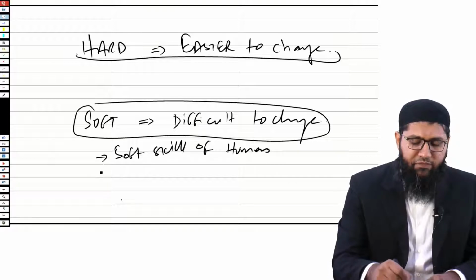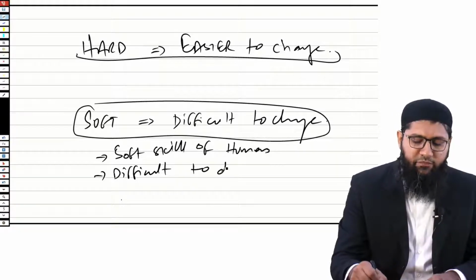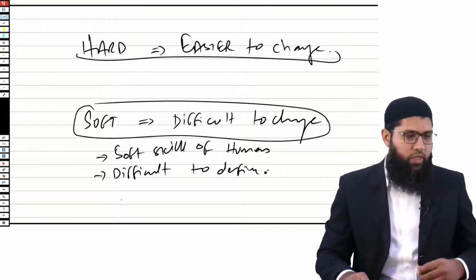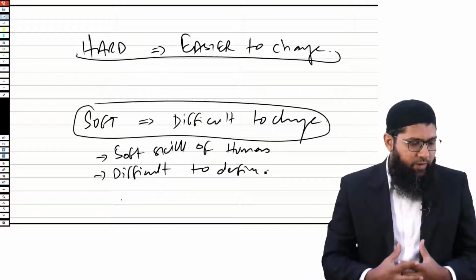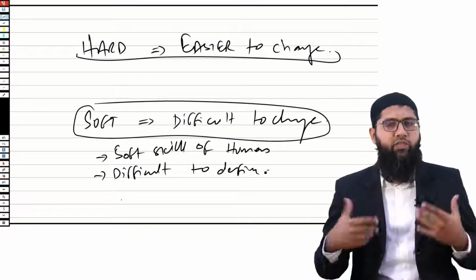They are difficult to define. They are difficult to amend. Like, for example, let me guide you. When we talk about a culture, it's very difficult to change the culture.